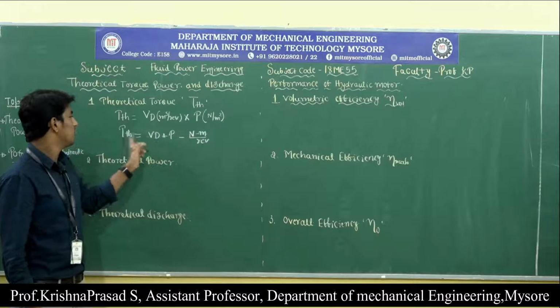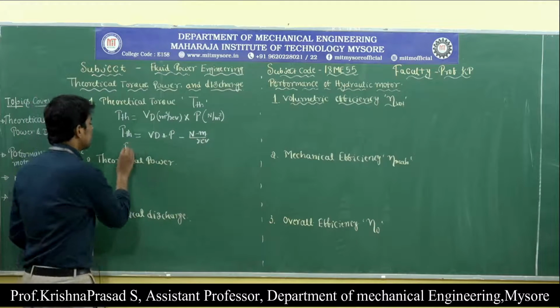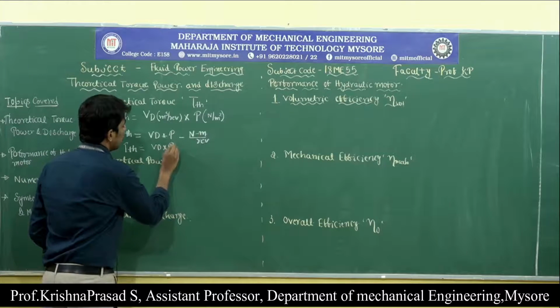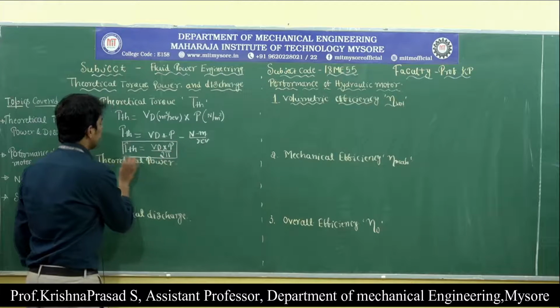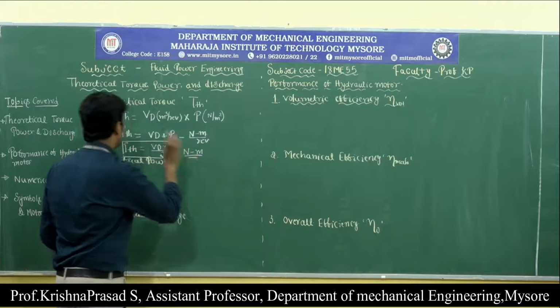Okay, suppose if you want to take the theoretical torque only in terms of Newton meter, then theoretical torque should be equal to Vd into P divided by 2 pi. So then the theoretical torque is in terms of Newton meter.